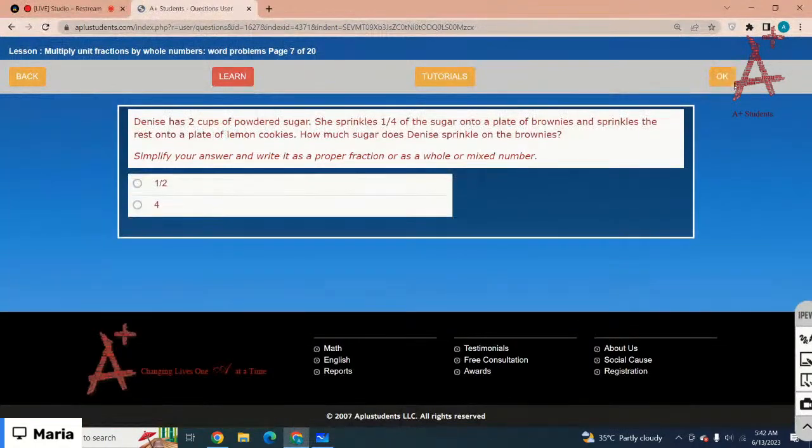The next one is: Denise has 2 cups of powdered sugar. She sprinkled 1/4 of the sugar onto a plate of brownies and sprinkled the rest onto the plate of lemon cookies. How much sugar does Denise sprinkle on the brownies? So which is the correct option? Very good. That would be 1 over 2. It would be 2 over 4. You can divide them by the common factor 2. So it would be 1 over 2.